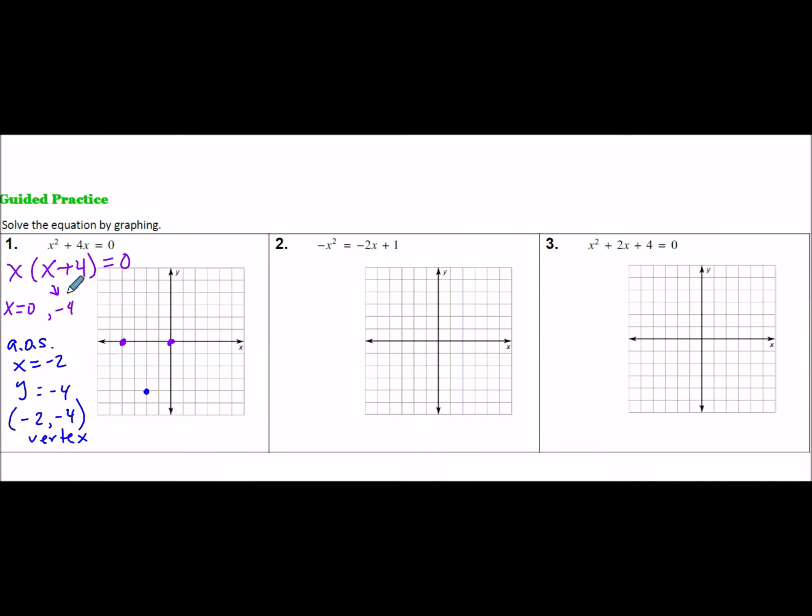If we were to find the vertex, notice how our a value is 1. We go up 1 over 1. Remember that parabolas are symmetrical. And then notice the next jump: 1, 2, 3, and then over 1.